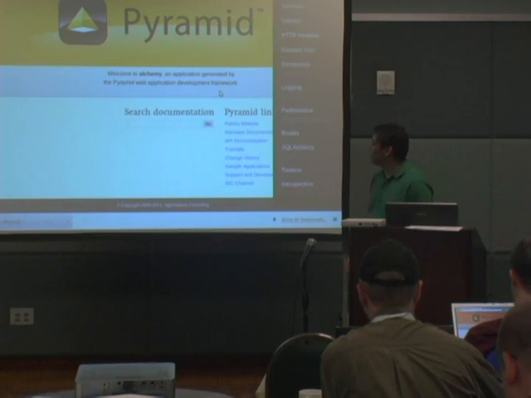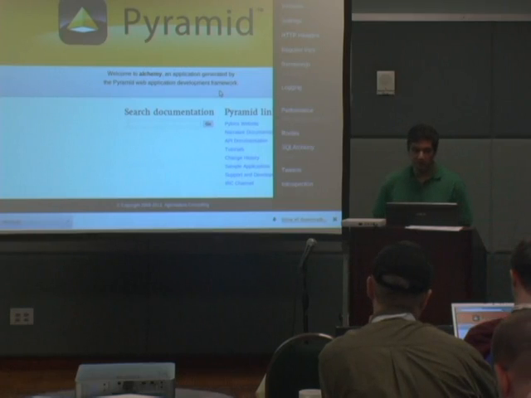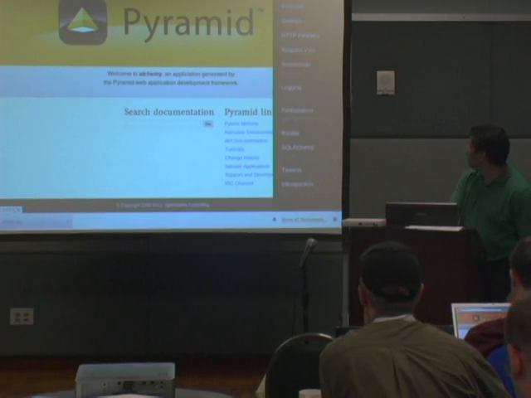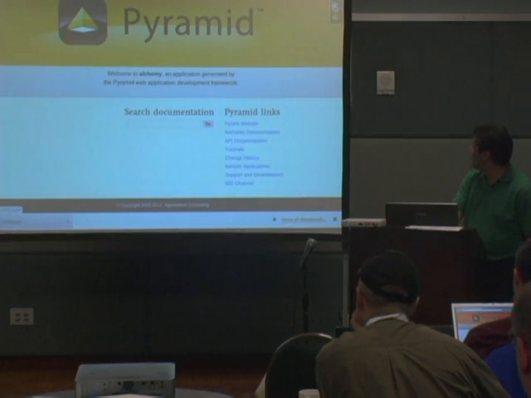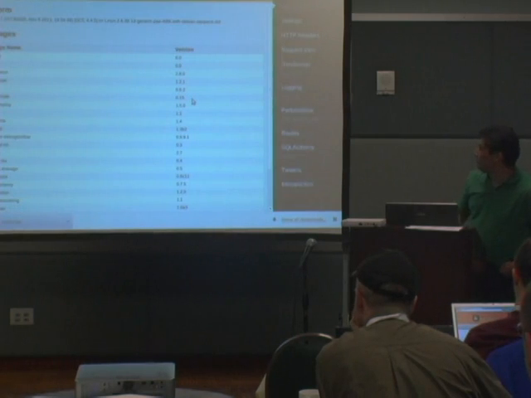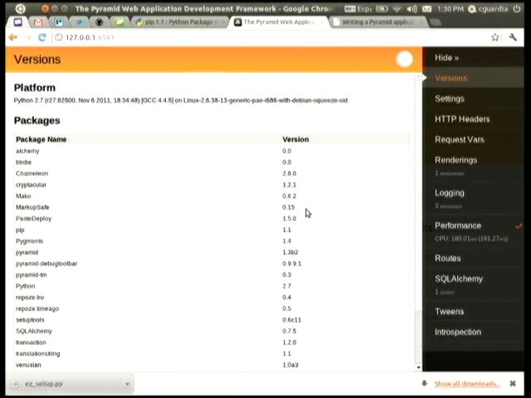The template includes, in addition to SQL Alchemy in this case, a tool that's called the Pyramid Toolbar, which is here. And it's a development aid that you can use to see different things, information about the request history.